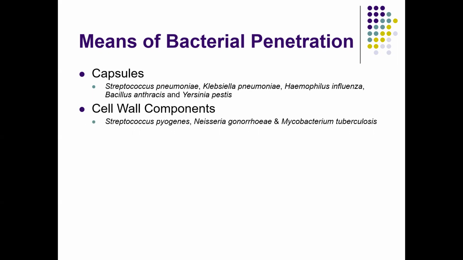Okay, so then we have bacteria that use their cell wall to penetrate our cells. Streptococcus pyogenes, we've already talked about a bunch. That is the causative agent of strep throat, as well as a bunch of other stuff that we'll talk about later. Neisseria gonorrhoeae is gonorrhea, and then Mycobacterium tuberculosis is tuberculosis. So three bacteria that cause very different diseases, right? Strep throat versus gonorrhea versus tuberculosis. But the thing they have in common is they use their cell wall to get into our cells to harm us.